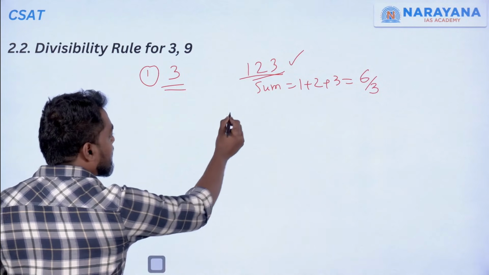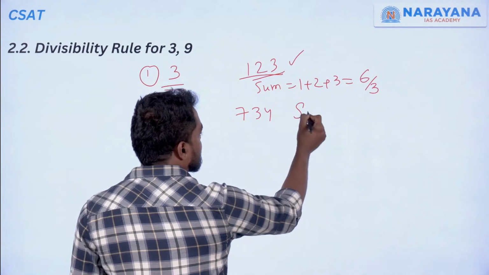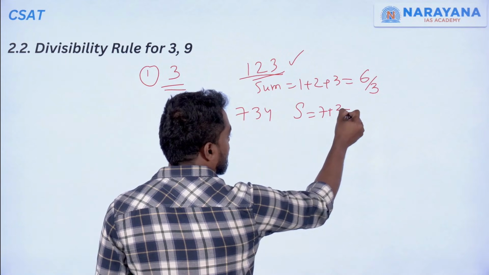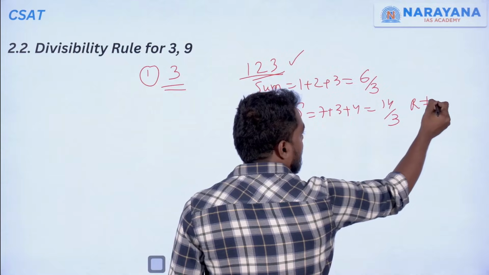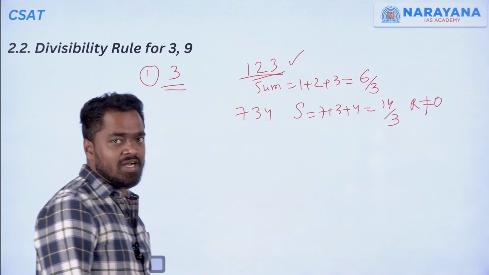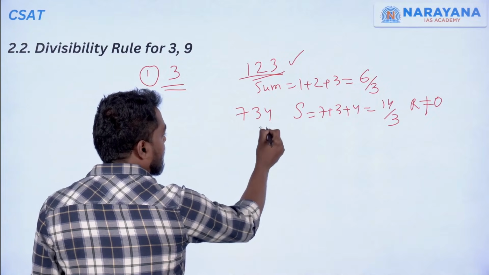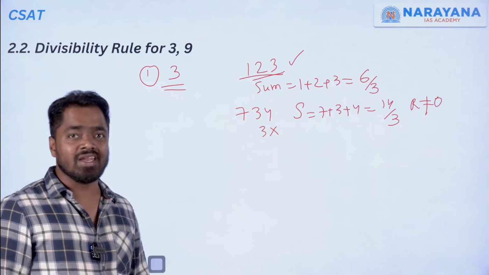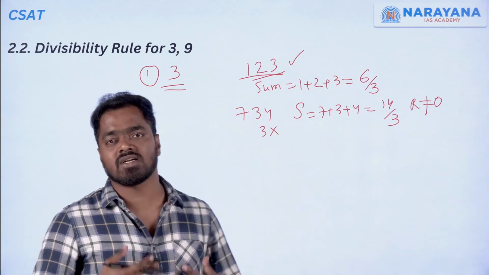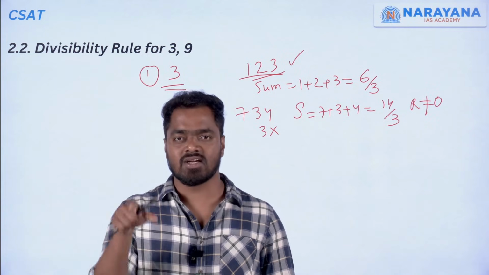For example, if you take 7, 3, 4. So take the sum. So what is the sum? 7 plus 3 plus 4 is 14. But 14 is not divisible by 3. So that means the remainder is not 0. So this particular number is not divisible by 3. So like that, if you are given any number, even if it is of 10 digits, 11 digits, you have to take the sum of all the digits in that number.